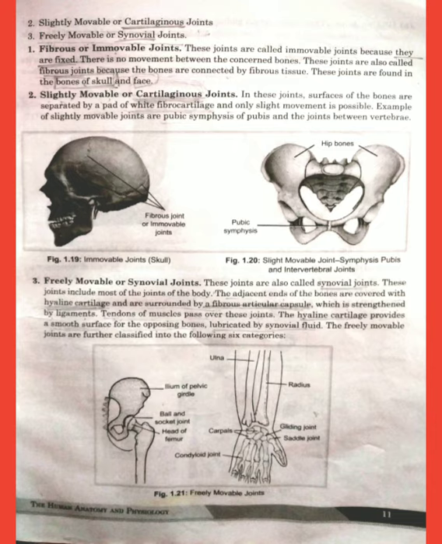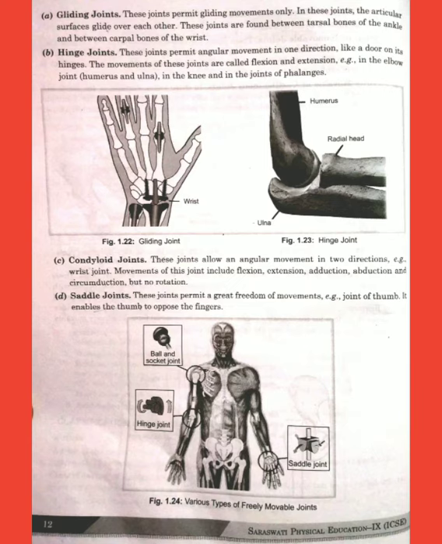They are gliding joints, hinge joints, condyloid joints, saddle joints, ball and socket joints, and pivot joints. So first one is gliding joints. So such joints permit gliding movements only. And in these joints, the articular surface glide over each other. And it is found between tarsal bones of the ankle and between carpal bones of the wrist.